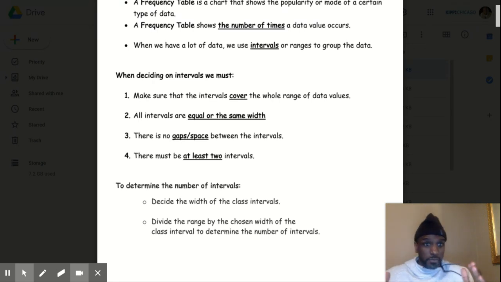If you want to go intervals of 2s, then you would say 1 to 2, 3 to 4, 5 to 6, 7 to 8. Those are intervals of 2, okay? Now, so let's look at it again. It must cover the whole range of data values.